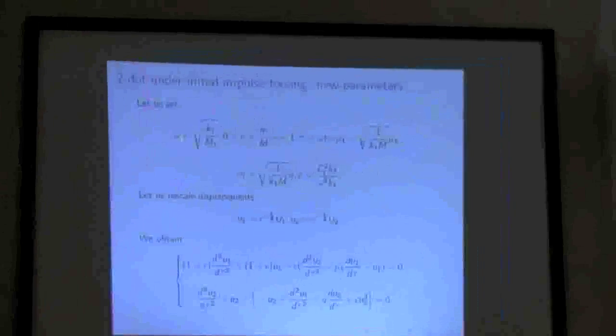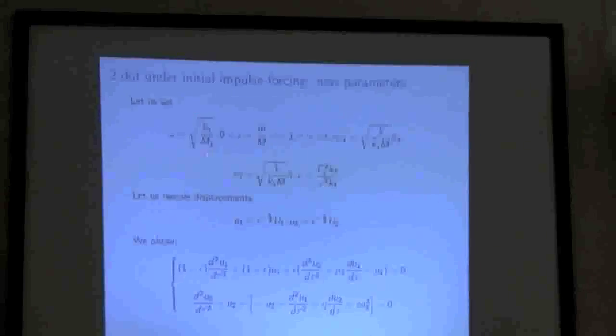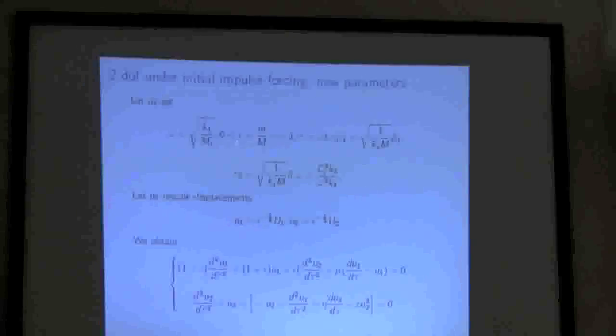Okay, we introduce the frequency K1 divided by M1. We introduce the small parameter epsilon, that is the ratio of mass. We change time using this eigenfrequency omega, and we introduce small parameters by using this change of variable.